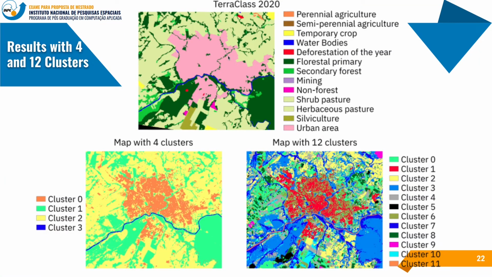For this work, the map of the TerraClass project developed in Brazil is used as a reference map. In a qualitative evaluation of SUMATI, we used the supervised classification maps with 4 clusters and the unsupervised classification maps with the 12 clusters.